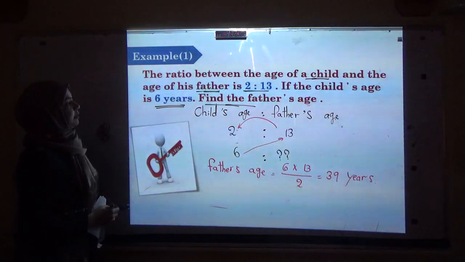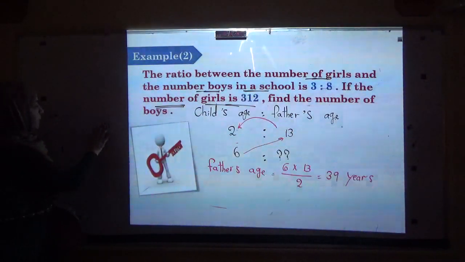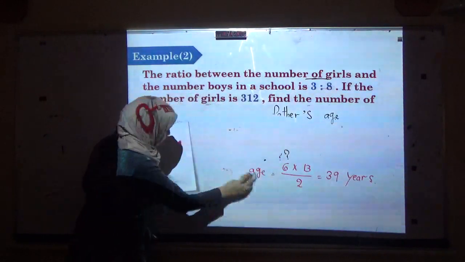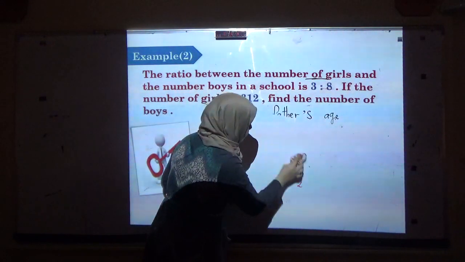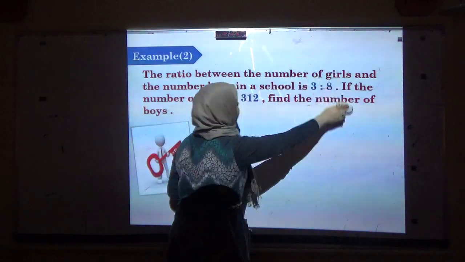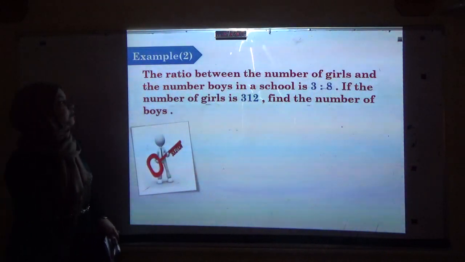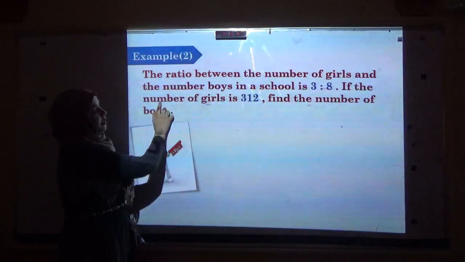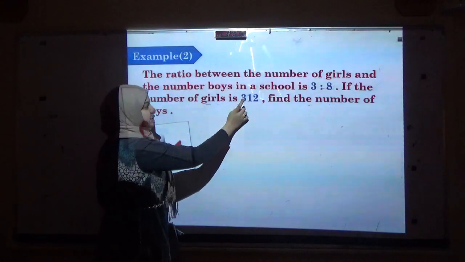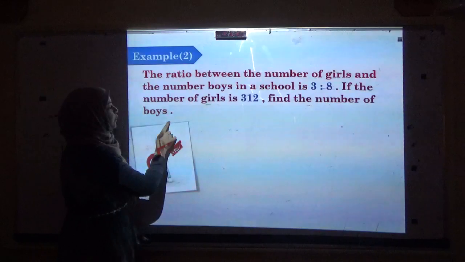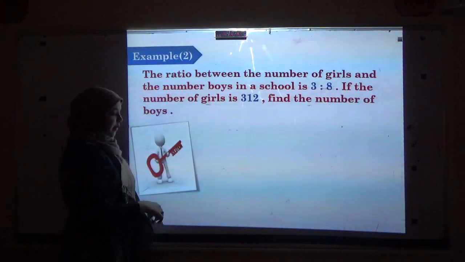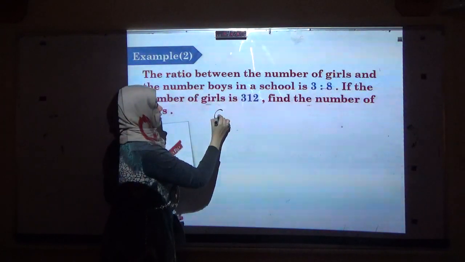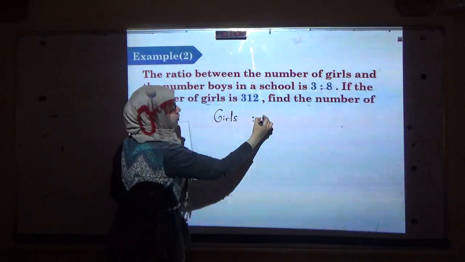Okay? Example number 2. The ratio between the number of girls and the number of boys in a school is 3 to 8. The number of girls, the real number of girls, 312. Find the number of boys. So the first step, write the names. You want the ratio between girls to boys. So girls to boys.